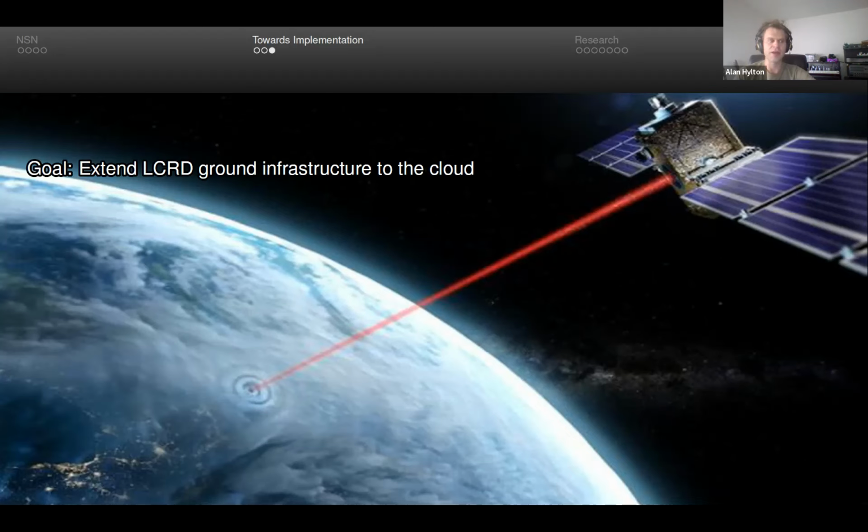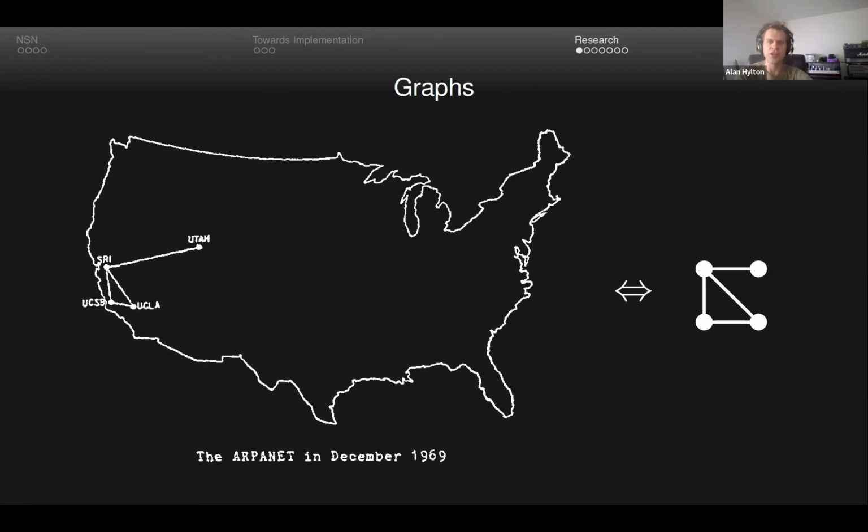I think I'm beyond 70 students at this point, and with my student armies, we've been able to do a good bit of research. I'll try to blow through this as quickly as I can. This is a model, a graph of the entire internet.